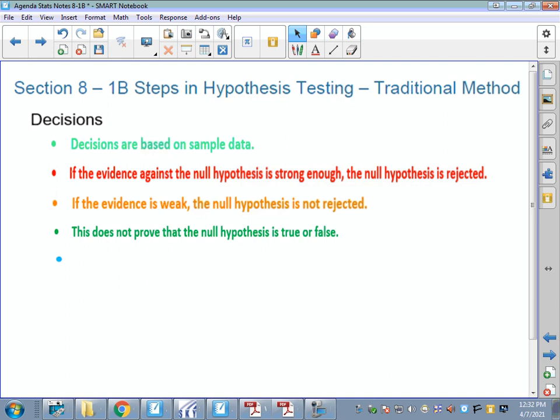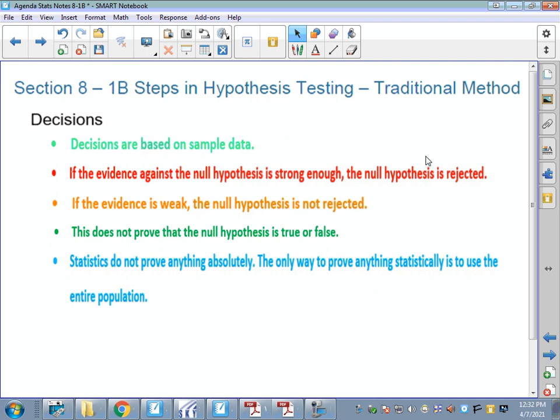or false. The only way to prove something absolutely is to use the entire population. So statistics, even a hypothesis test, does not prove anything absolutely. The only way we can 100% know is to use the entire population, right? That's why we say we're 99% confident. The only way we can be 100% confident is to have every single piece of data that we could possibly have from our whole population.